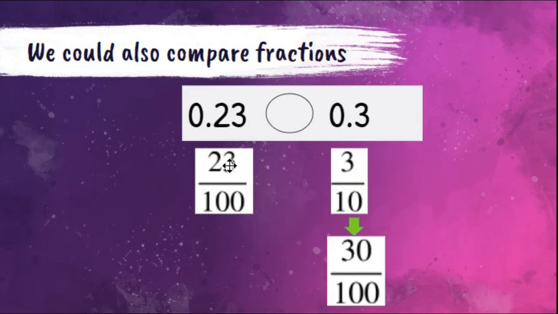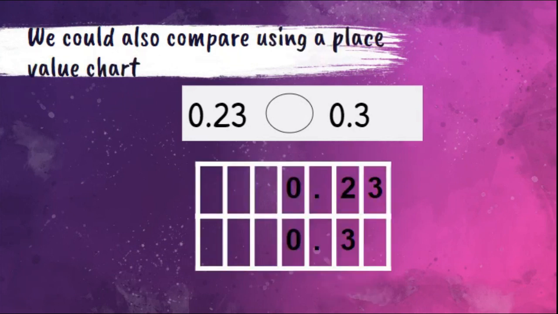So now we can see 23/100 compared to 30/100. I think that shows you pretty clearly which one's larger. And let's just say you wanted another way. We could also use a place value chart.